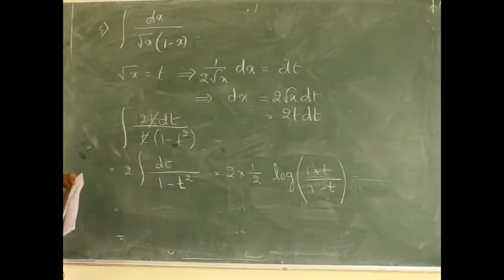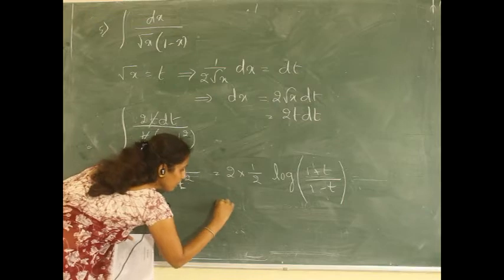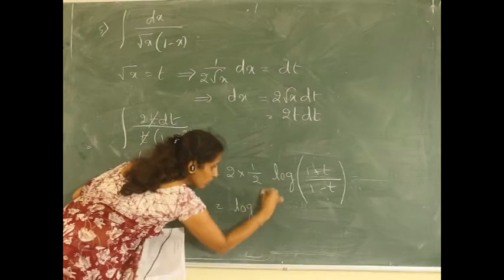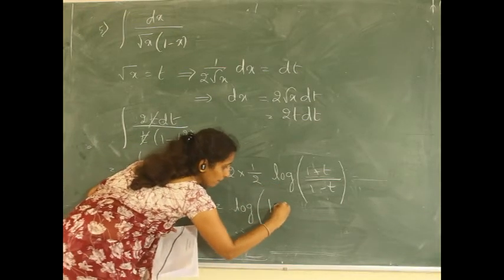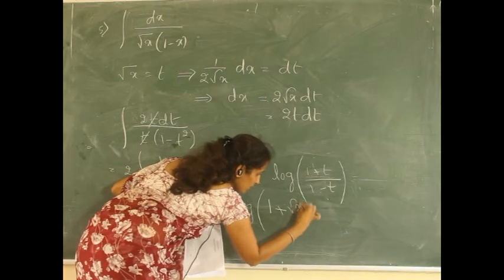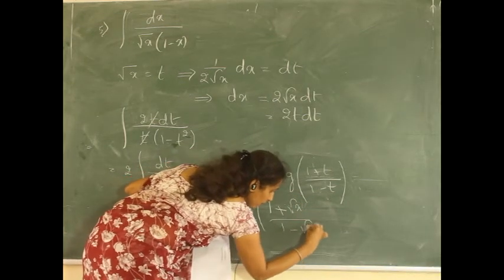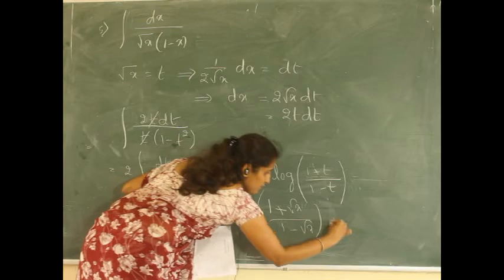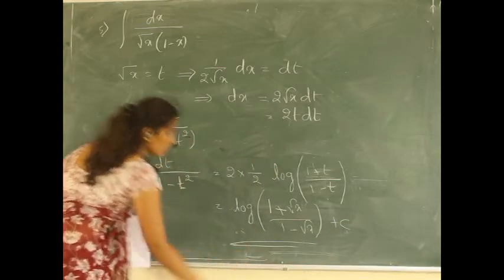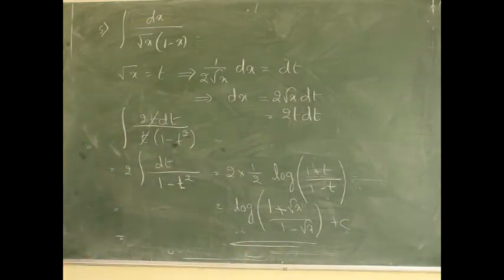Now again replace t by root x. So this will be log of 1 plus root x divided by 1 minus root x plus c. Since it is an indefinite integral, we have to add the constant plus c. So this is the answer for the 5th question. That is the answer, option B, log of 1 plus root x divided by 1 minus root x.